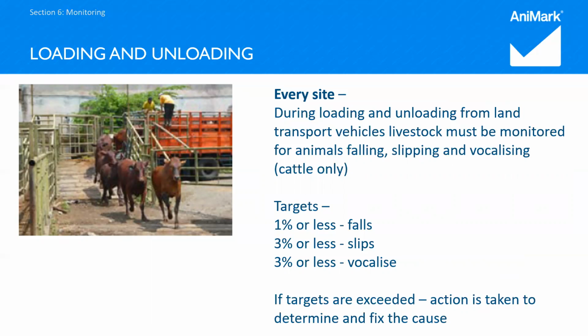If the targets for falls, slipping, and vocalization are exceeded, action must be taken to immediately fix the cause. Targets being exceeded could be due to damaged or worn infrastructure or inadequate training of personnel, or it could be due to a unique situation on the day. It is important to keep a record of the monitoring carried out and the action taken to determine whether or not these targets have been met.